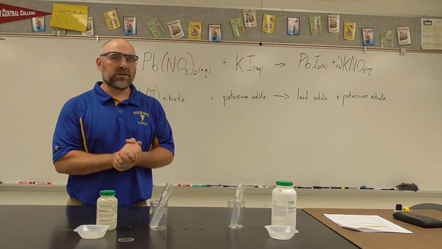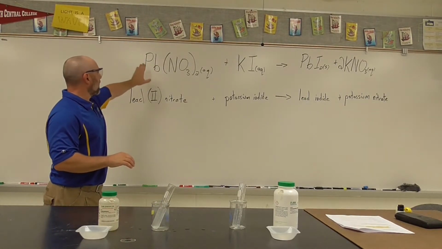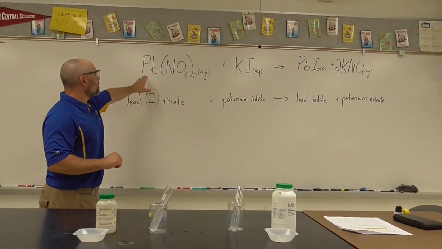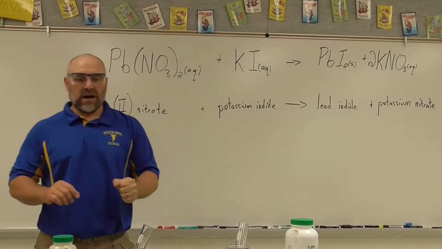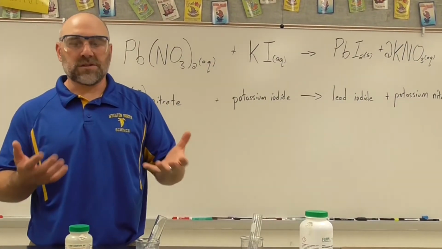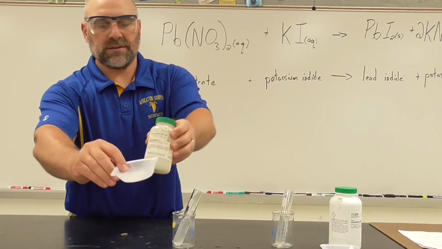The example or demonstration that I'm going to give you today is this double replacement reaction where we have aqueous lead nitrate reacting with aqueous potassium iodide. Both of these are ionic compounds, they're salts. This one here, this is lead nitrate.